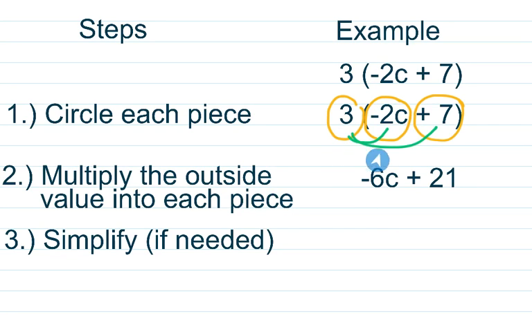The 3 is also being multiplied into the 7. 3 times positive 7 is positive 21. In the last step, simplifying if needed, in this question we don't need to. So we're done.